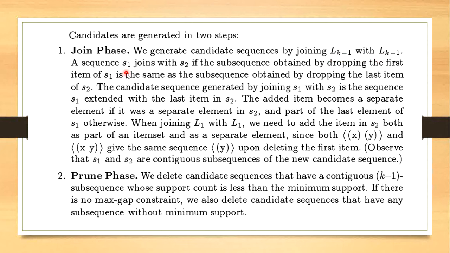We can join two sequences S1 and S2 if by dropping the first item of S1, the subsequence obtained must be the same as the subsequence obtained by dropping the last element of S2. So this is the condition for which two sequences can be joined. And when two sequences are eligible to join, how do we join them? I will explain these conditions with an example here.